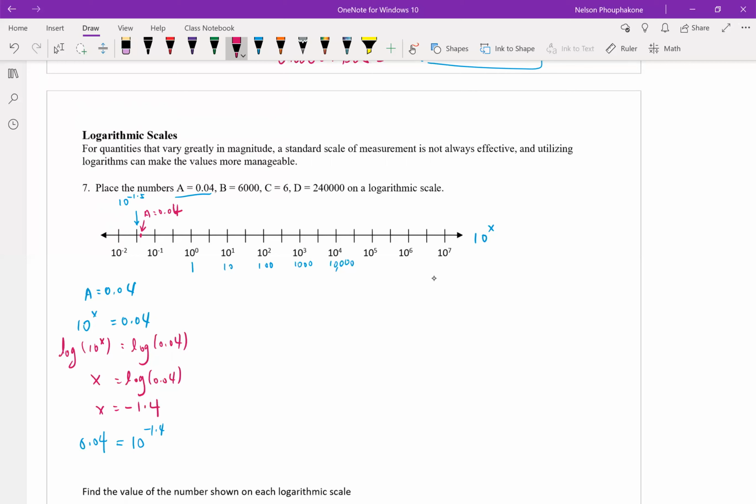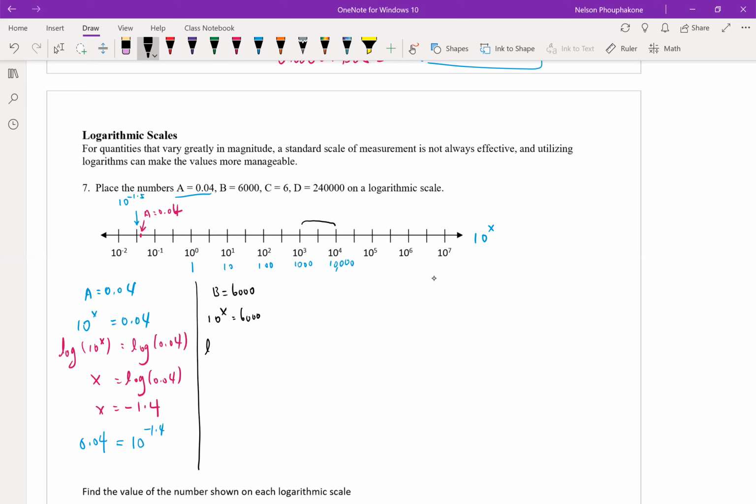Okay, so then let's try another one. How about b equal to 6,000? Then we know that it's somewhere here, in between 10 to the 3 and 10 to the 4th. Let's check this out if this is the case. So I have 10 to the x equal to 6,000.